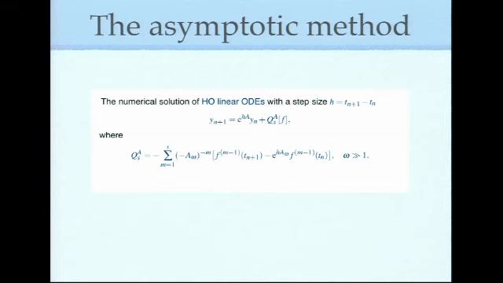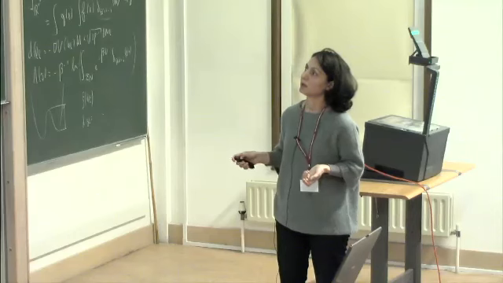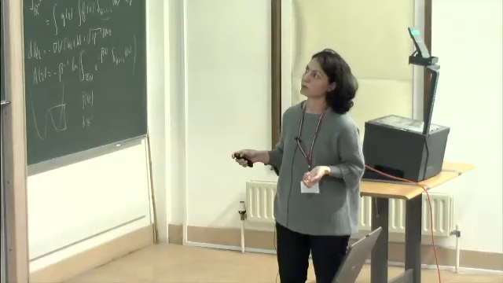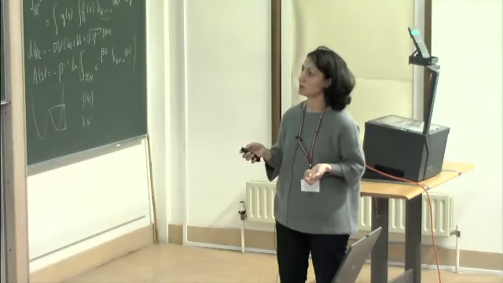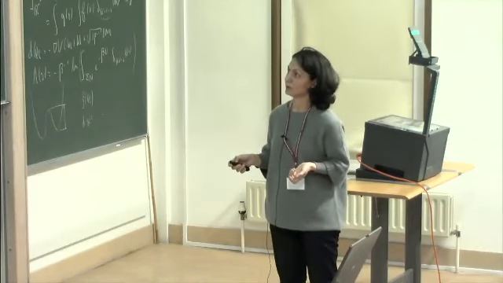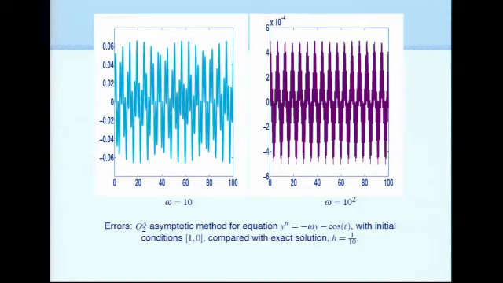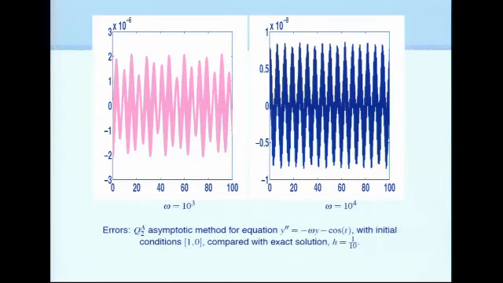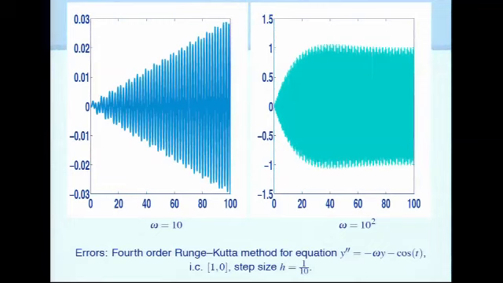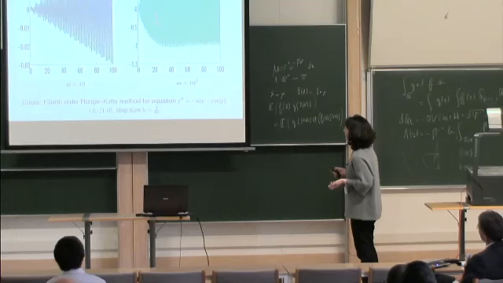And this is just to present how your approximation will look. This is what the numerical solver will look like once you substitute the asymptotic approximation here. And a couple of slides to show that if you take y double prime equal to minus omega times y minus cosine t with initial conditions 1, 0, and compare it with the exact solution, you can fix the step size 1 over 2 and start increasing your omega. You can see that for omega 10 you have 10 to the minus 2, for omega squared 10 to the minus 4. You do not change your step size, you continue increasing your omega, you get 10 to the minus 6, 10 to the minus 8, and you compare this with the Runge-Kutta method, you can see that it completely fails to approximate here.